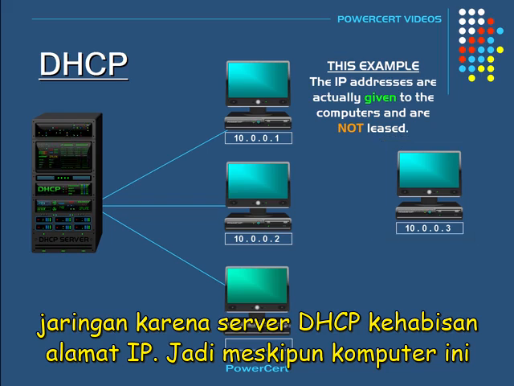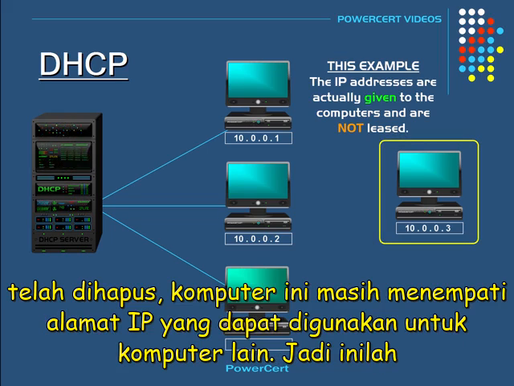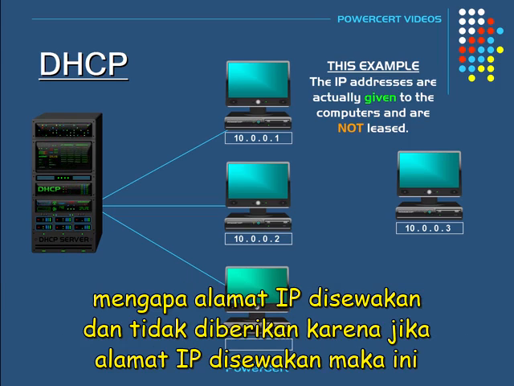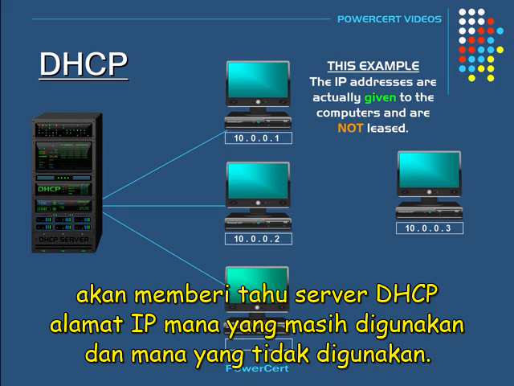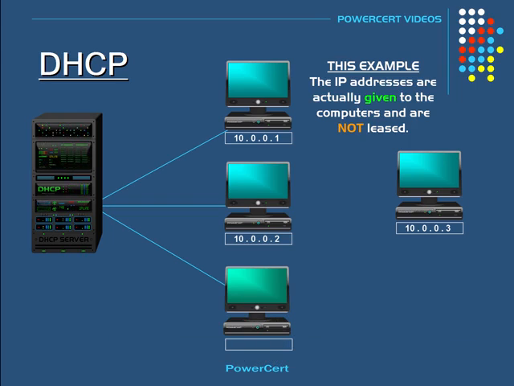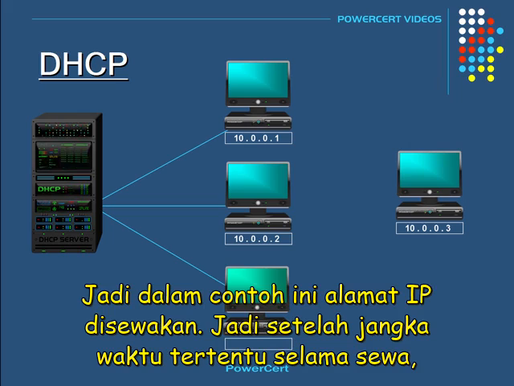So even though this computer here has been removed, it's still occupying an IP address that could be used for another computer. So this is why IP addresses are leased and are not given. Because if the IP addresses are leased, then this will tell the DHCP server which IP addresses are still being used and which ones are not being used. So in this example, the IP addresses are leased.